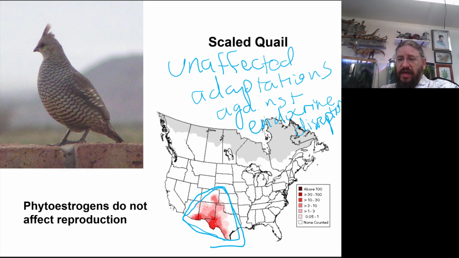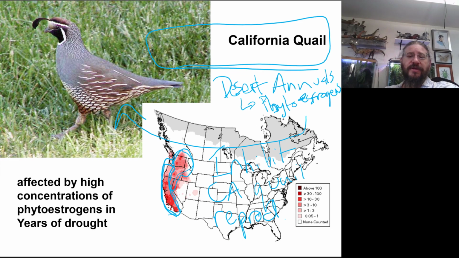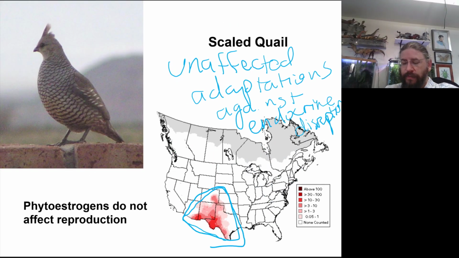So this is coevolution right here. Although one could argue that there's a bit of coevolution to the California quail and the drought. So kind of cool. All right, continuing on.